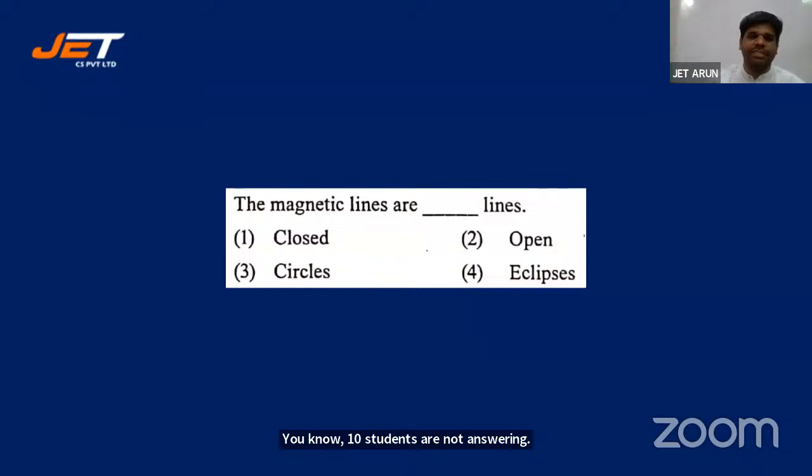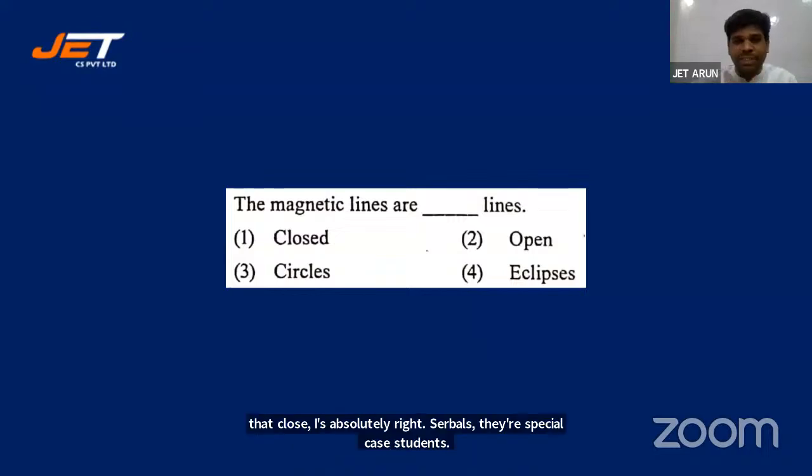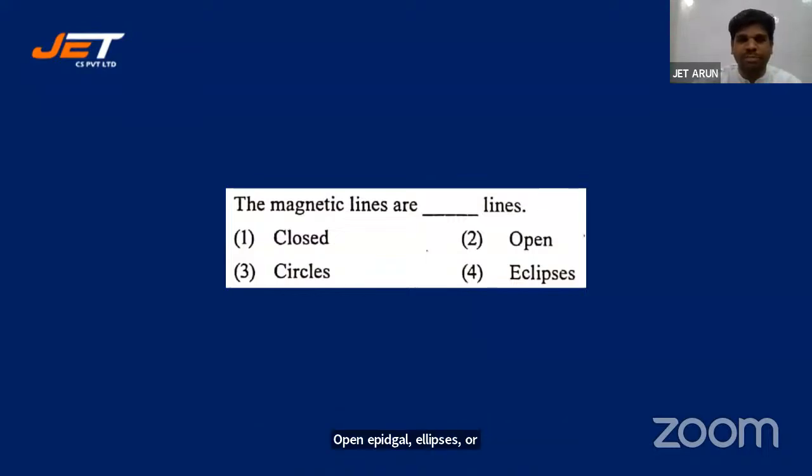Okay, they are closed lines. Absolutely right. Circles are a special case, students. Never open. Ellipses also come up, but there's a special case. But in all the cases, they are closed lines. Being closed is the property of magnetic field lines, and that has far-reaching consequences, both mathematically and physically.